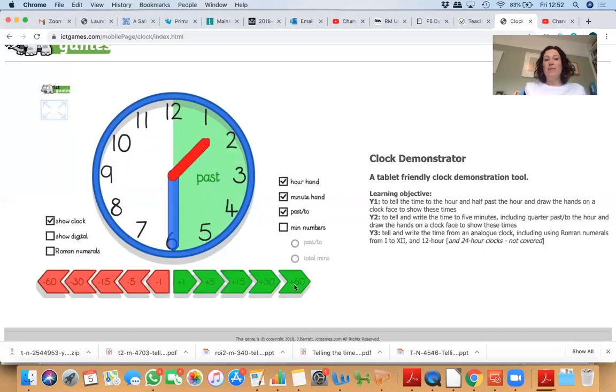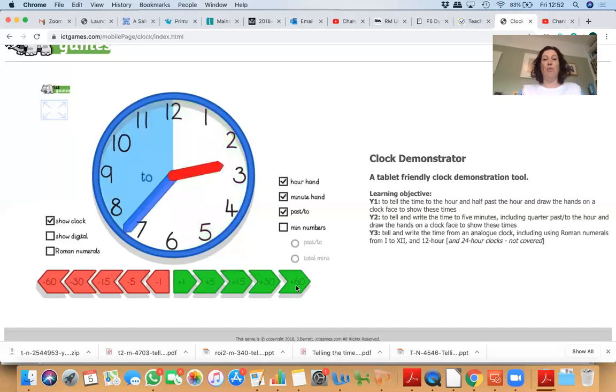Right, let's see what time it is. What time is that? Long minute hand. It's pointing down, straight down. Half. It's gone halfway around the clock, so it's half past. And the hour hand is in between the 1 and the 2, so it's gone past the 1, hasn't got to the 2 yet. 2:30.